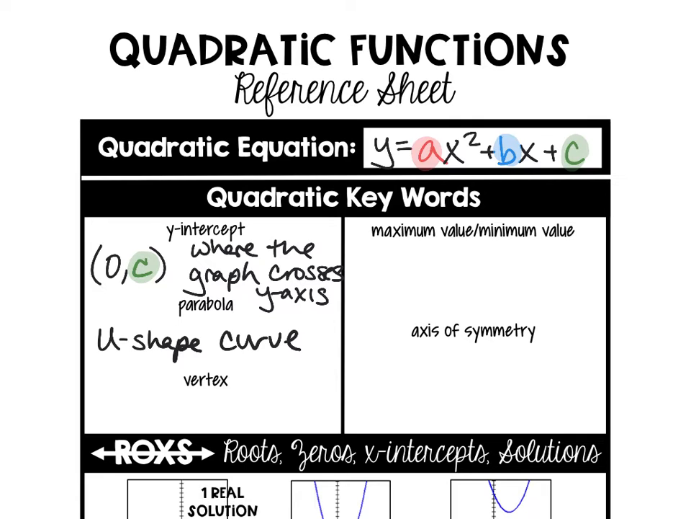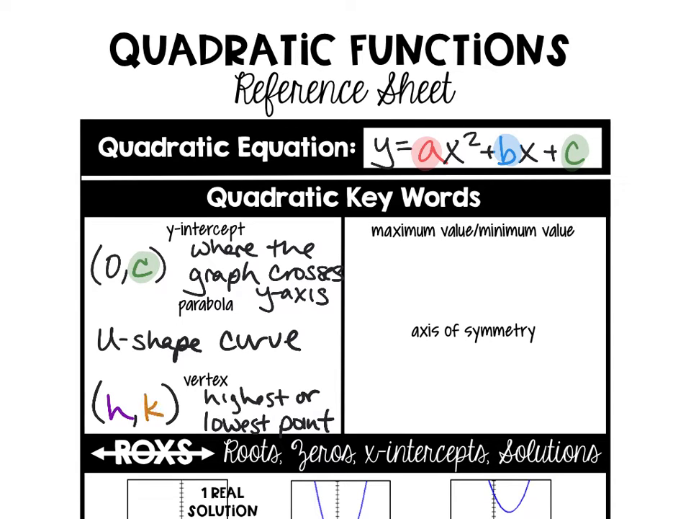Does anyone remember what the vertex of a quadratic is? We talked about the vertex last time with transformations where we were moving it side to side or up and down. The vertex is the highest or the lowest point on that parabola. So highest or lowest point. Right, so it's either going to be the top of the hill or the bottom of the valley. That's my vertex. But the vertex has very specific letters for it as well. The letters are H and K.